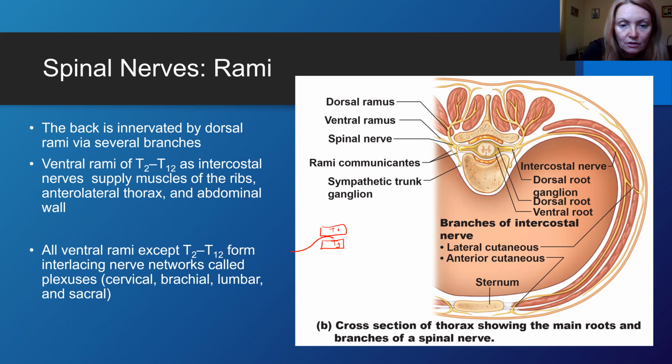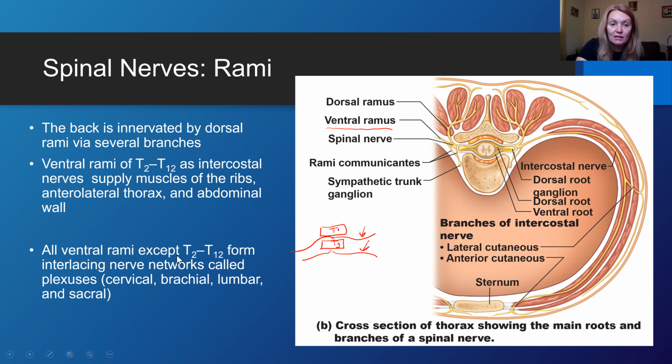here we will have this ramus, specifically the ventral ramus. So that's one ventral ramus. Here's another ventral ramus. We will call this one T1 and this one T2, in reference to the vertebra between which they exit the vertebral cavity. So we have T1, T2. That's what it says: ventral rami T2 to T12 become intercostal nerves.